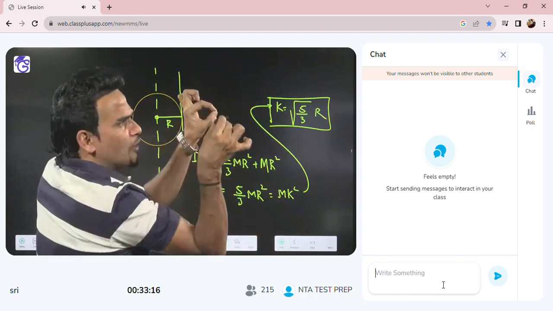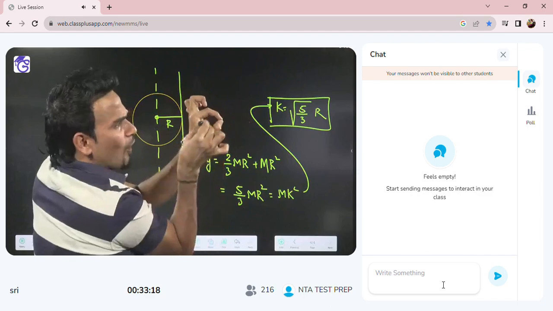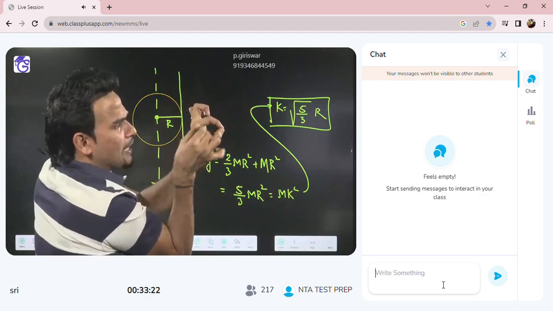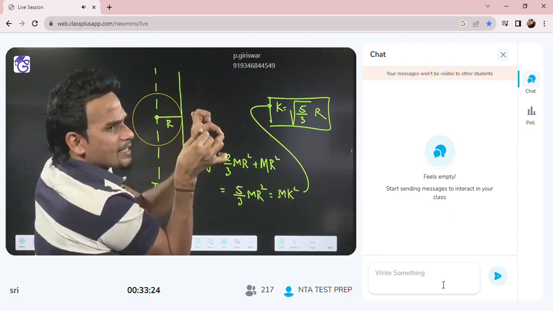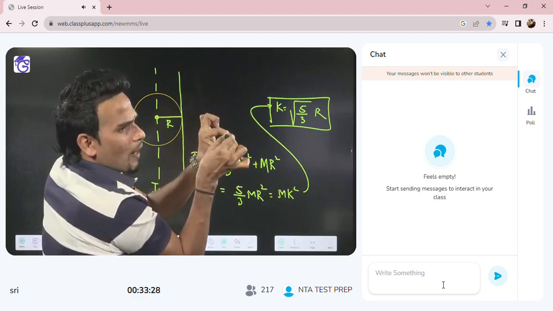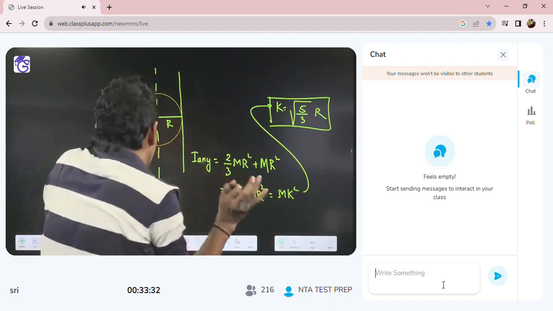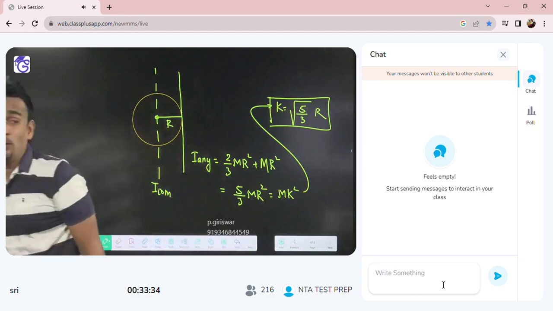Now tangent perpendicular to the plane. ICOM will also be perpendicular to the plane. And ICOM perpendicular to the plane for a ring will be mr square, so mr square plus mr square. You'll get moment of inertia 2 mr square. Are you getting the idea of what I'm trying to tell?